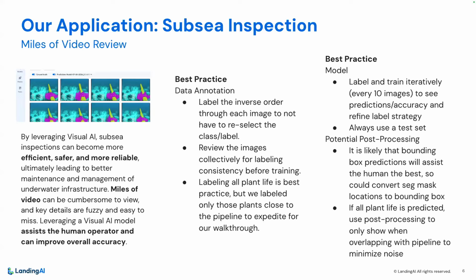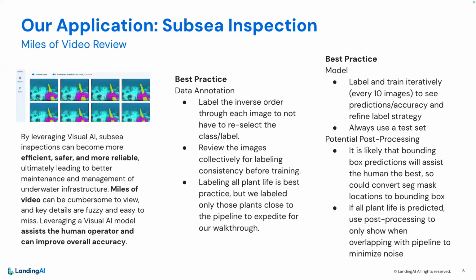A key and bigger best practice for data annotation is to really review the images collectively as you're going through the labeling. It's very easy to toggle back through, especially in this use case where we're looking at video. So these are frames of a video. You can imagine image to image, they can be pretty consistent. So just making sure that your labeling strategy is consistent and having that aggregate and then back and forth view is really helpful to sanity check before you actually train a model.